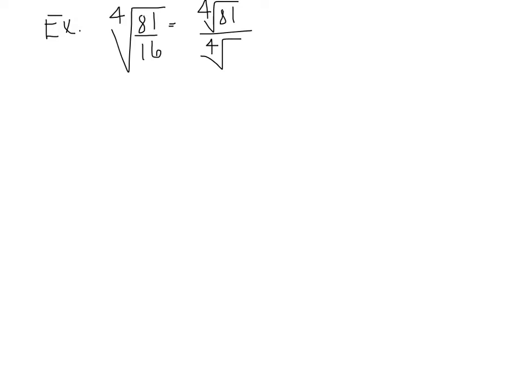And you can do the same with fractions. So if you had something like the fourth root of 81 over 16, well, 81 is a perfect fourth root, and so is 16. Fourth root of 81 is 3. 4th root of 16 is 2.